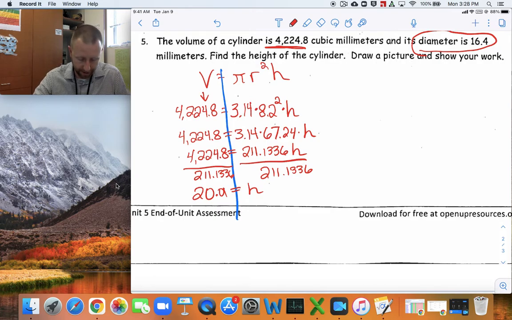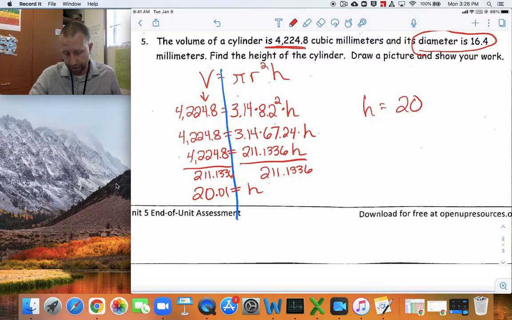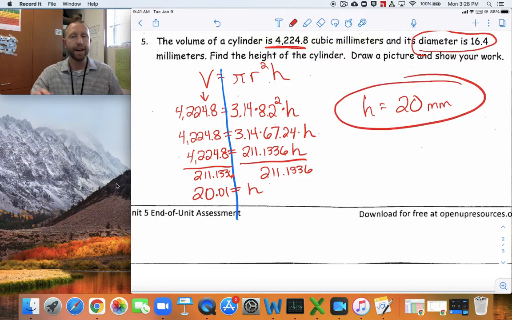Okay, before, it doesn't say it on this problem, but before it said for us to round it to the nearest tenth. If I rounded this one to the nearest tenth, my height would just be 20, because there's a 0 in the tenths place and there's a 1 in the hundredths place, so it's not going to round it up. So it's just 20. And what's my units here? Cubic millimeters. So 20 millimeters is my height.